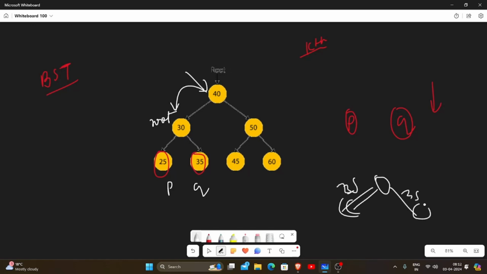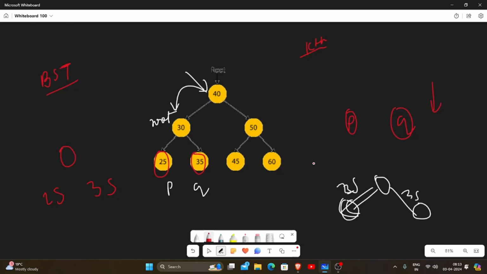And since we cannot move further downwards, because if we have to move left, then both values should appear in the left subtree, or if we have to move right, then both values should appear in the right subtree. And since in this case 25 is lesser and 35 is greater, we cannot move. That means it is intuitive that the ancestor resides here, where one is in the left subtree and one is in the right subtree. Okay, so this is the very first case.